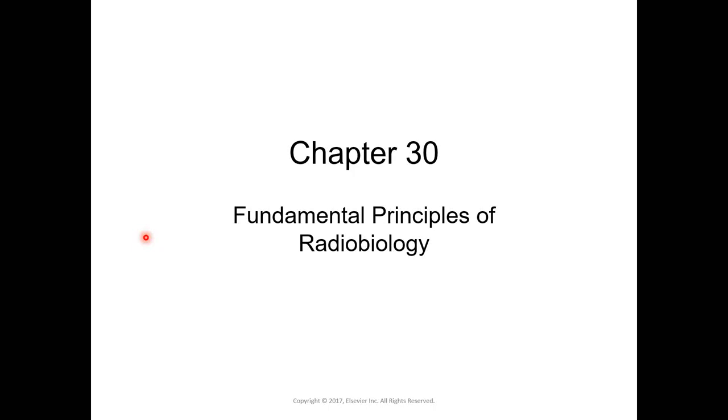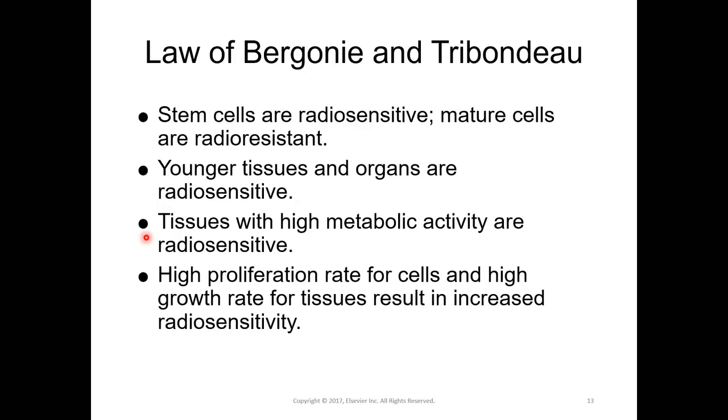So moving on to chapter 30, fundamental principles of radiobiology. The law of Bergoni and Tribondeau. Super important. You do need to know this. I believe it's a chart in your book, but we'll just read it again so you know. Again, the two men are Bergoni and Tribondeau, and the law states that stem cells are radiosensitive while mature cells are radioresistant.